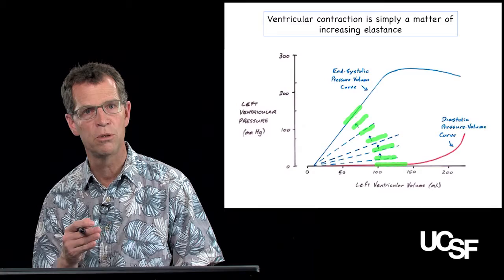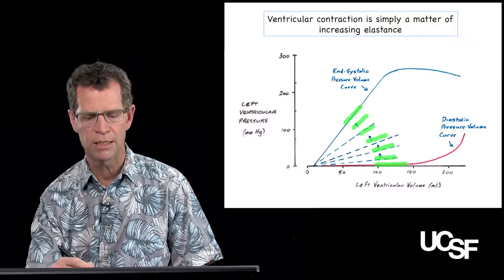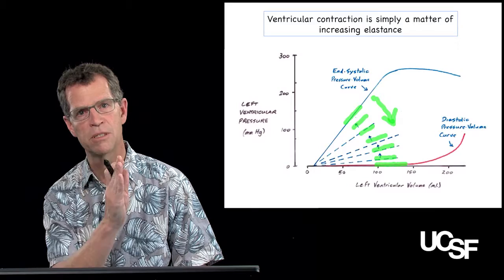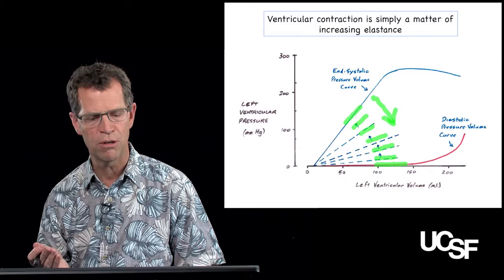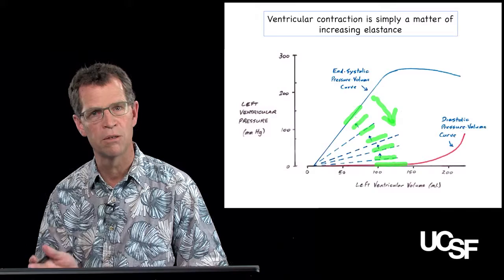state. And then, of course, once it's completed contraction, it goes back down in the other direction during relaxation. It experiences those same lines as it goes back down to the diastolic heart. And so heart contraction and relaxation is simply a matter of increasing and decreasing the elastance of the ventricular wall. And that, of course, has huge effects on the pressure inside the ventricle.